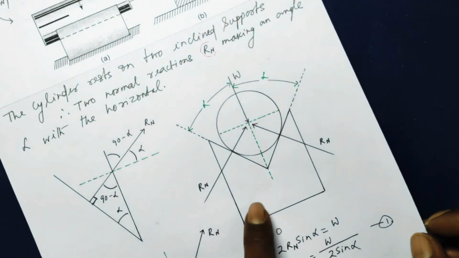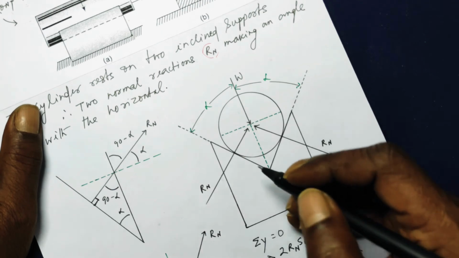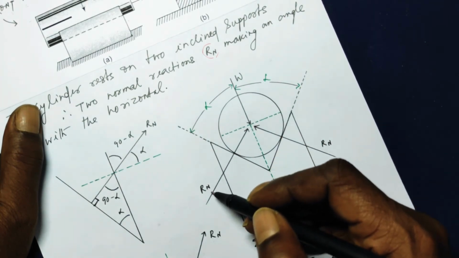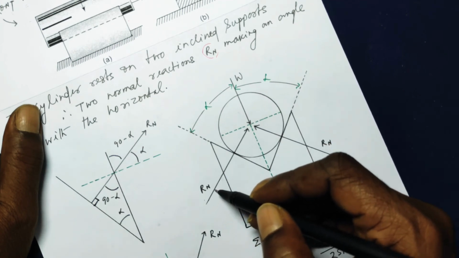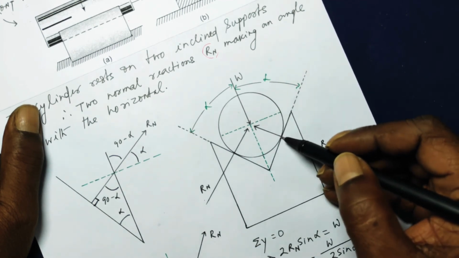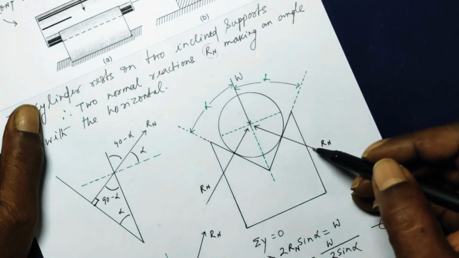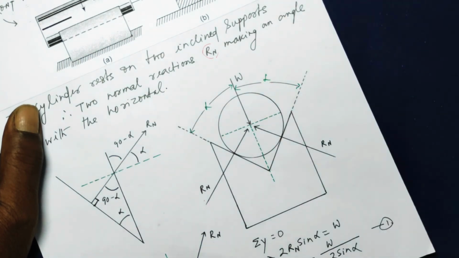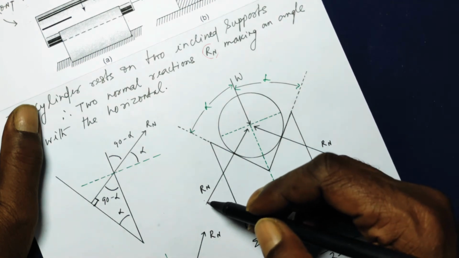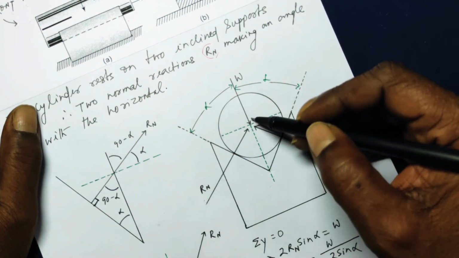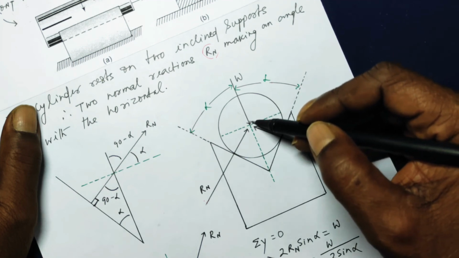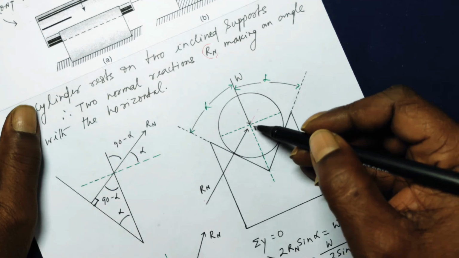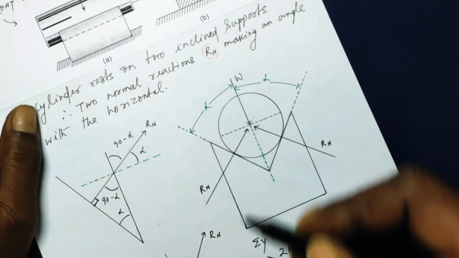The same diagram is drawn here. Here, the cylinder will have some action force to this side, so this is the normal reaction. Here, the cylinder will have some action force, so this is the normal reaction. This angle and this angle both are given as alpha. I can later translate this Rn to this point and show it here, and I can translate this Rn to this side and show it here.